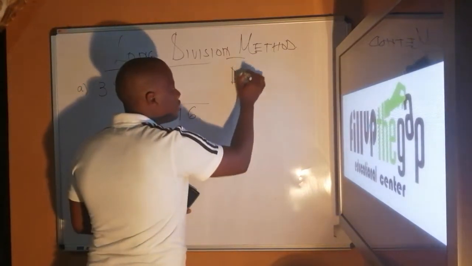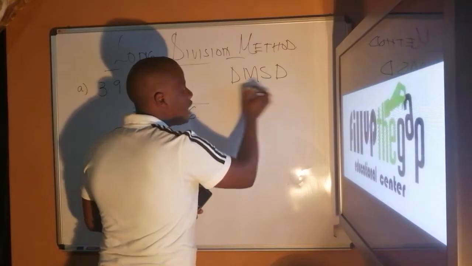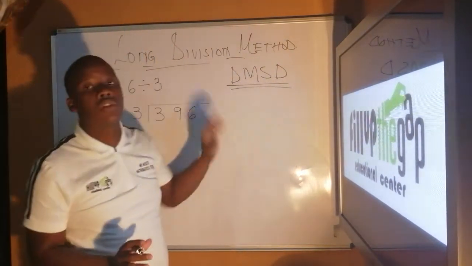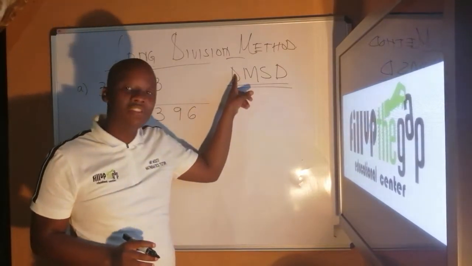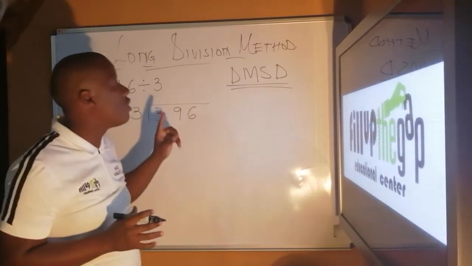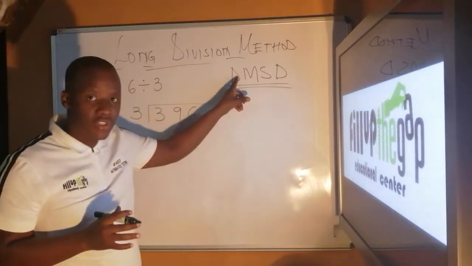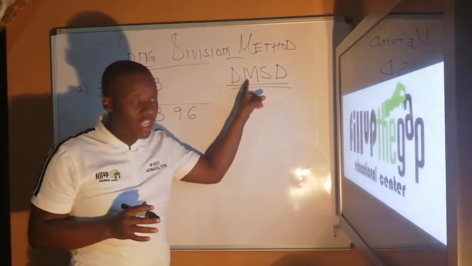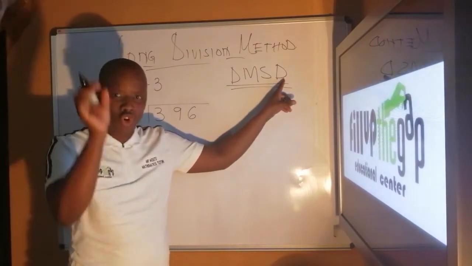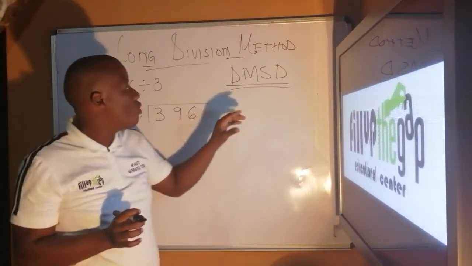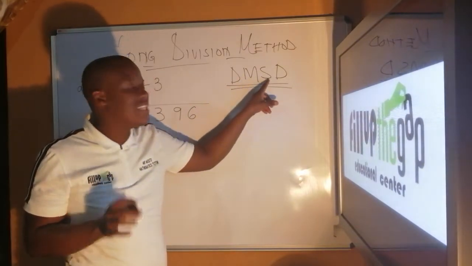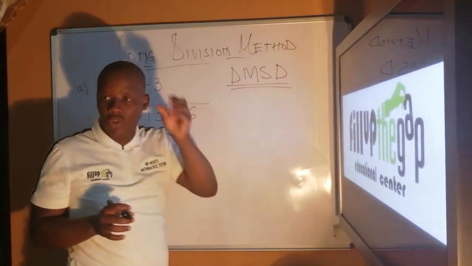This is a simple method that we will be following. We have D, M, S, and D. Now, someone may ask, what is this? D is for divide. The first operation that you have to do in the long division method is division. The second one is multiplication after you divide. And then after you multiply, you subtract. And then after you subtract, you drop or you drag. So you have to know what it is that you have to divide, multiply, subtract, or drag.